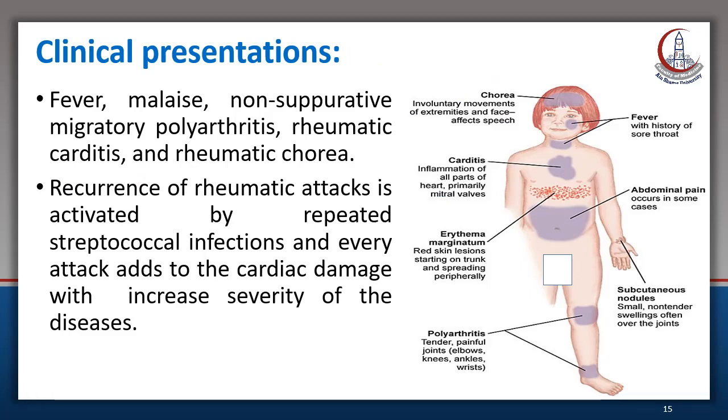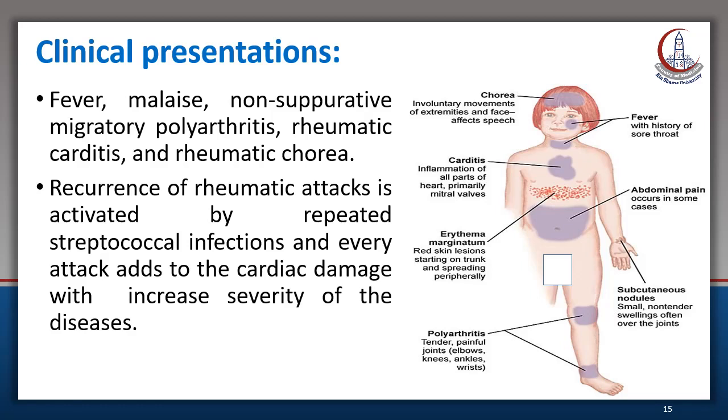Clinical presentations. Patients with rheumatic fever usually come with fever, malaise, non-suppurative migratory polyarthritis, rheumatic carditis, and rheumatic chorea. Rheumatic carditis results in a more or less permanent damage to the heart, which is the main virulent manifestation of rheumatic fever. Recurrence of rheumatic attacks is activated by repeated attacks of streptococcal infection, and with every attack there is more cardiac damage, with increase in the severity of the disease.